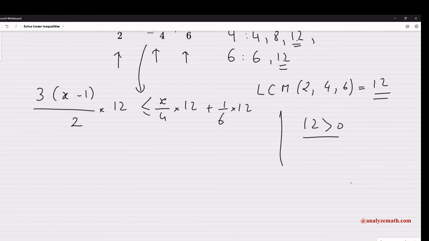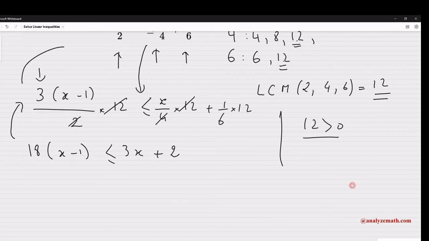simplify this. So 12 divided by 2 gives me 6. 6 multiplied by this 3 gives me 18. 12 by 4 gives me 3 times x, 3x. 12 by 6 gives me 2. So we have eliminated all the denominators. Remember, we multiplied by the same number. This new inequality is equivalent to this, which is also equivalent to the original inequality.